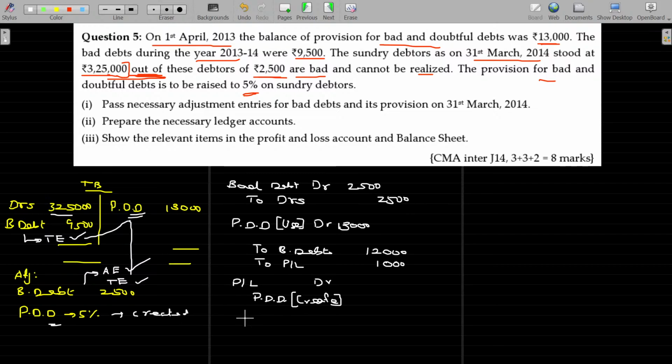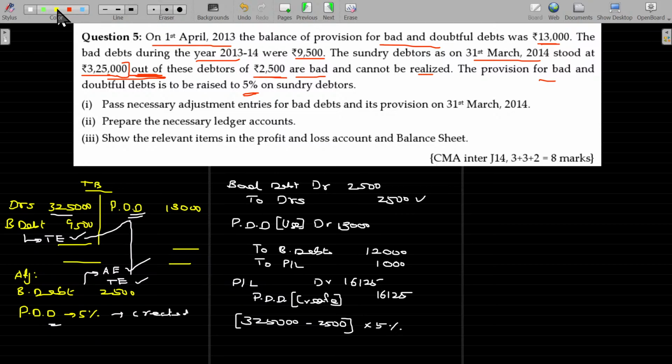As per the trial balance, debtors being 3,25,000. Because of the first journal entry, this year's bad debt 2,500 is subtracted. The ultimate value being 3,22,500 only realizable after the bad debt given in the adjustment. On that 5% will be created. See it? 16,125 to be created. Is that okay?